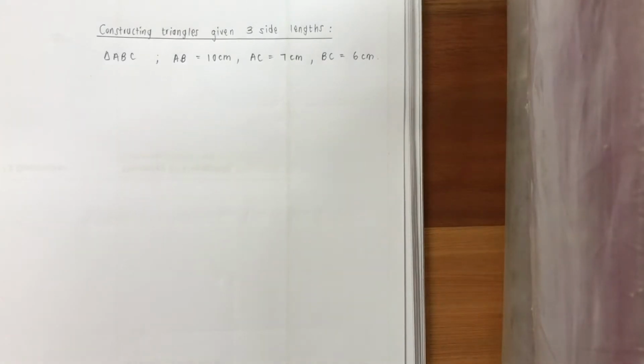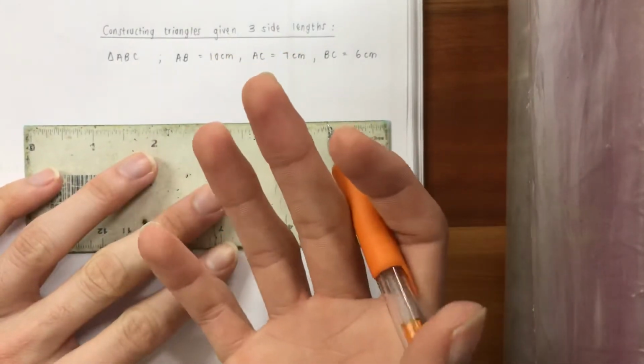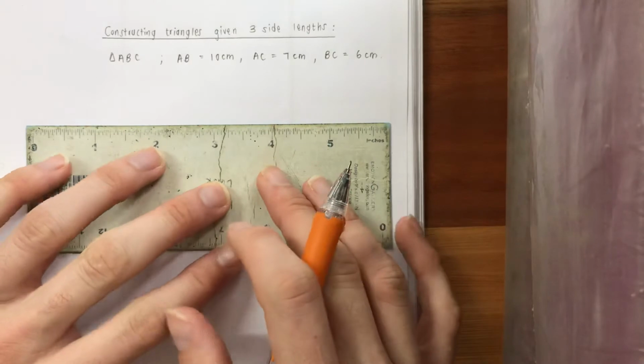The first thing that you always need to do is construct a very simple sketch. This will be one mark. So don't forget to do this, and do it with a ruler. It's just to give you an idea of what this triangle will look like.